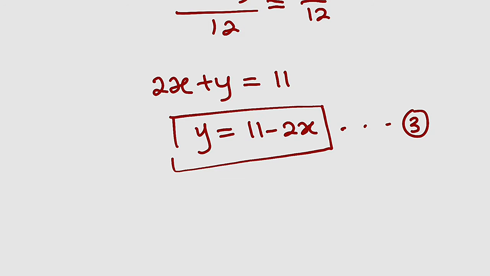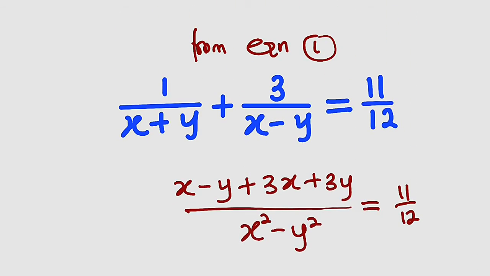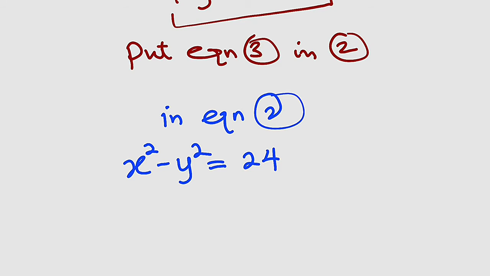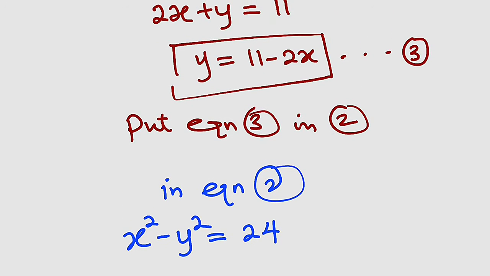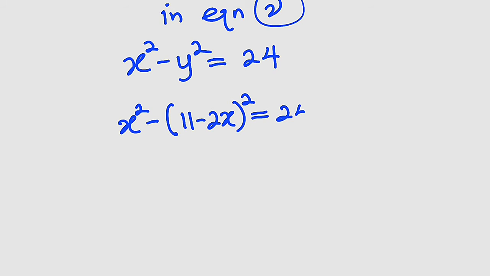Here is another important equation, and let me call it equation number 3. Now we are going to substitute equation number 3 into equation number 2. And what is our equation number 2? It is just x squared minus y squared equal to 24. So wherever we have y here, we are going to replace it with 11 minus 2x. So we have x squared minus (11 minus 2x) all squared, and this is equal to 24.